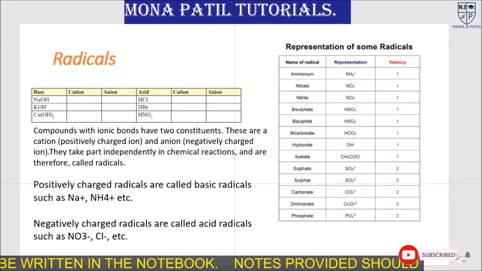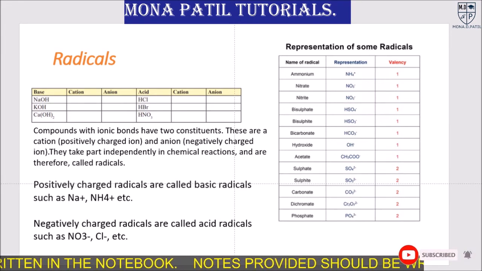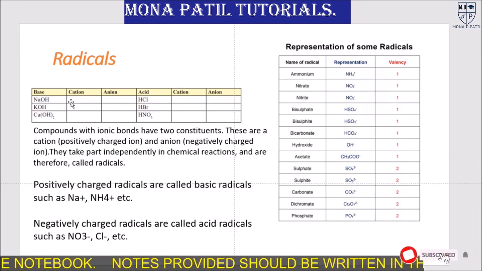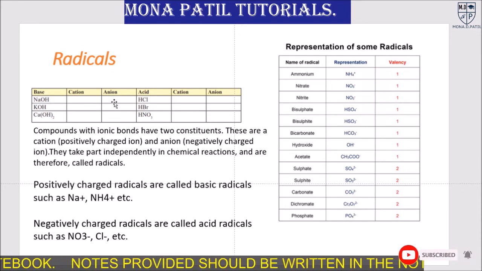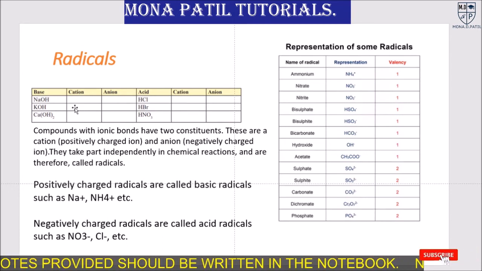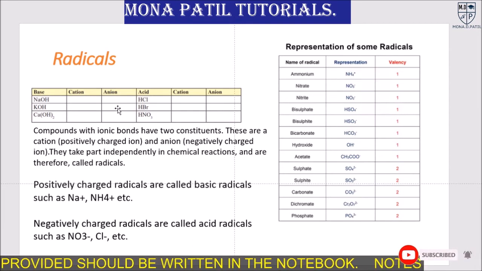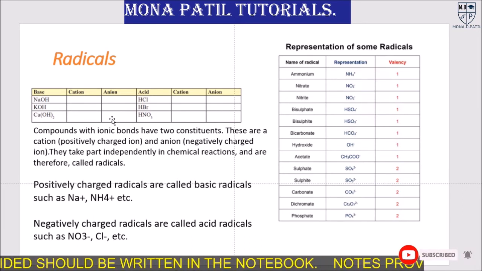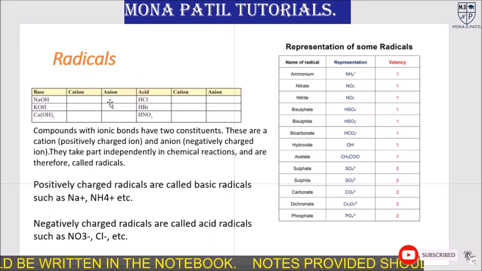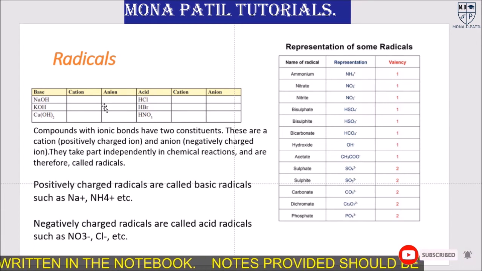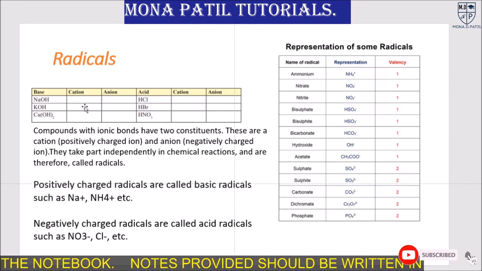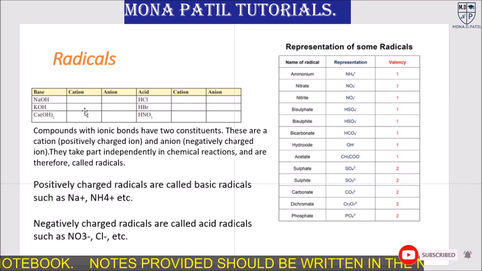Next is the radicals. Here you can see some bases are given and some acids are given. In bases, sodium plus and OH minus, hydroxide. Here potassium means K plus, OH minus, Ca 2 plus, OH2 minus, like this it will form. So here plus is the cation and minus is the anion, and those having plus as their cation are called the basic radicals.